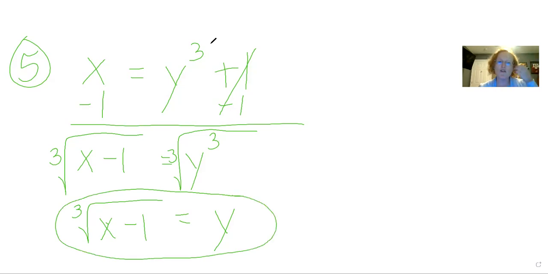Now, I want you to be real careful and realize that we took the cube root of the whole side. So my answer is very different than this right here. This is just the cube root of x, and then that minus 1's on the outside. We had to take the cube root of everything, and so our answer should have, so I'm going to put a big X right here. Our answer should have both x minus 1 inside of that third root.